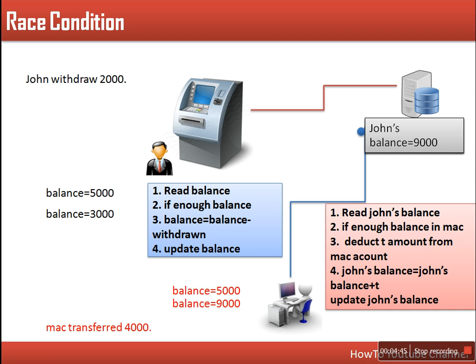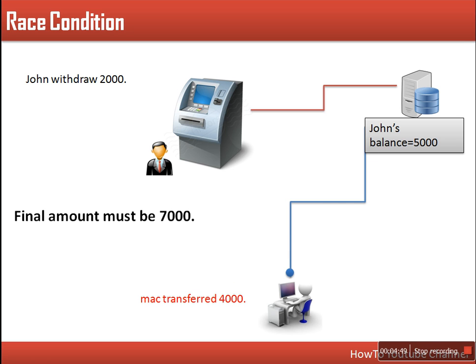If you can see, there is an inconsistency in the data. This data must be 7,000, because the balance we had was 5,000. John withdrew 2,000, leaving 3,000, and Mac transferred 4,000. So 3 plus 4 is 7,000.